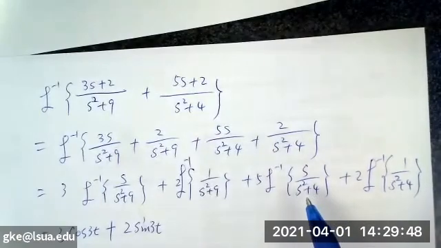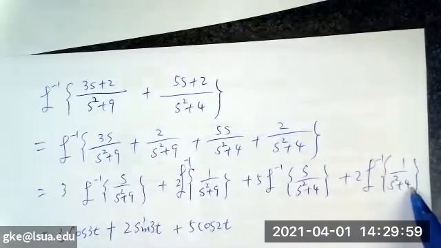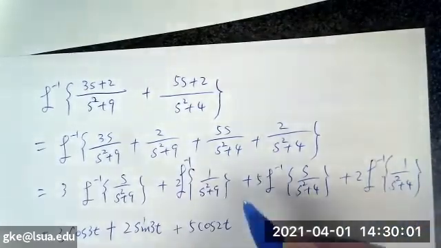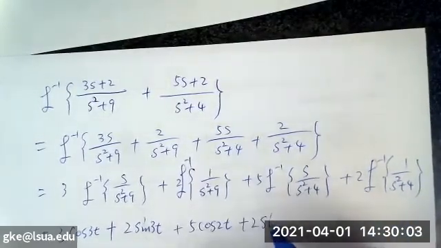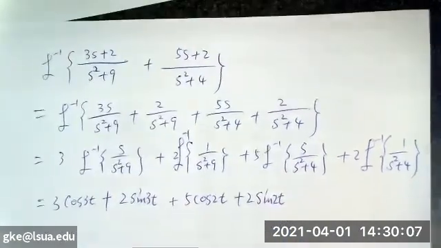For the fourth term, we see that is 2 squared. It's cosine 2t. Here's a 2 squared, right? So we have 2 sine 2t. Okay, sine 2t.